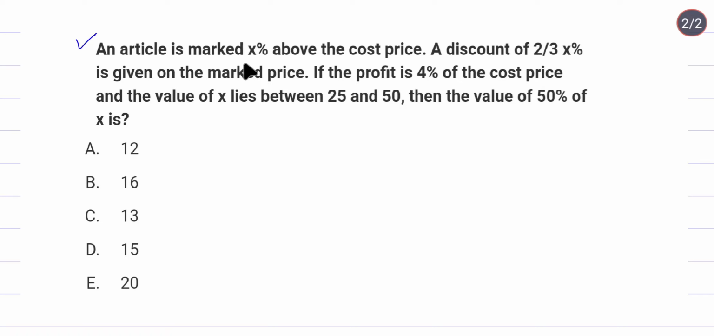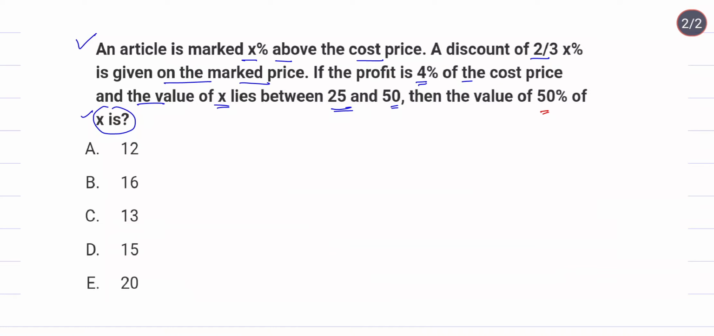And it is a profit and loss question. So let us solve this question. There is an article which is marked X% above the cost price and a discount of 2 upon 3 X% is given on the mark price. If the profit is 4% of the cost price and X lies between 25 and 50, we have to find the 50% of the X. So we have to calculate the value of x, then we have to half it so that we can find the 50%. So I request you must try this question before going for the solution.